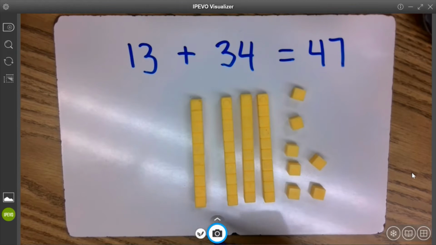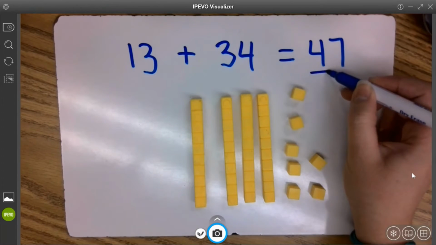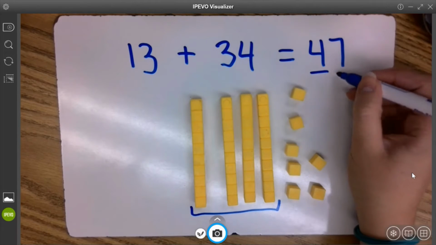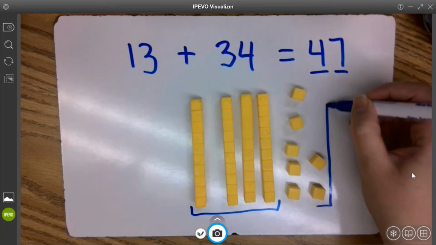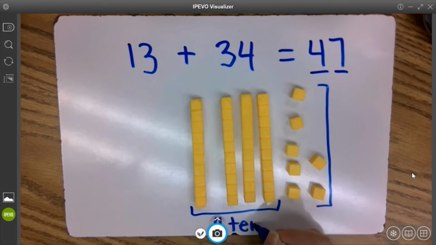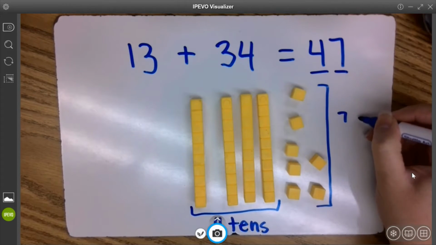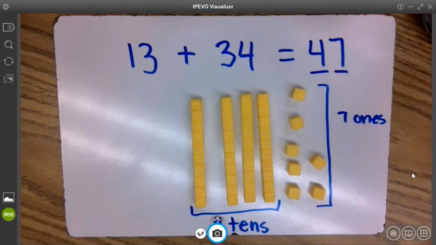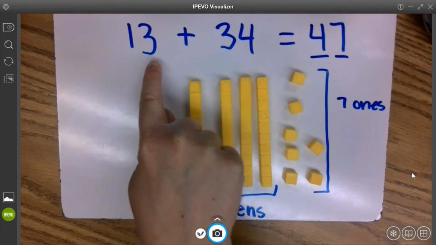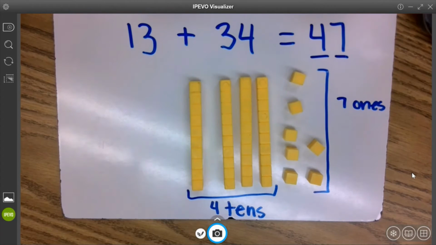I can also see that 47 means 4 tens and 7 ones. Here I have 4 tens and 7 ones. Okay, so the rules stay the same. Even though we're using bigger numbers, when we add it together, we're still finding the total or the sum of putting these two parts together.